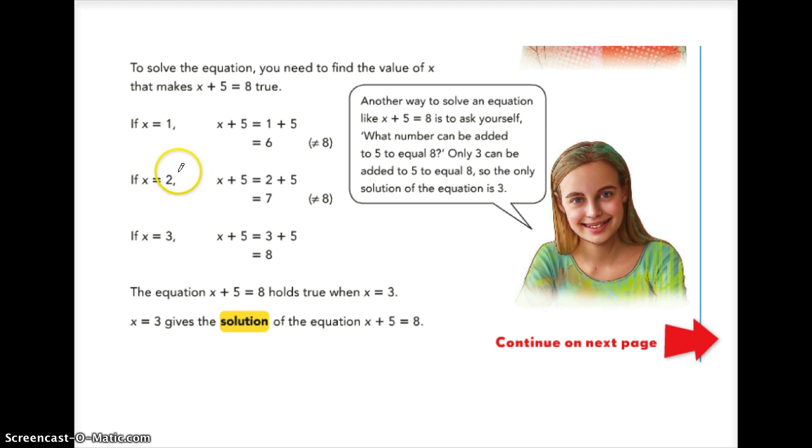If x equals 2, we plug in 2 plus 5, that equals 7. That also does not equal 8. In this next instance, if x equals 3, we plug in 3 for x, 3 plus 5, that does equal 8. So the equation x plus 5 equals 8 is true when x equals 3. So x equals 3 is the solution, this is a vocab word, solution of the equation x plus 5 equals 8. And you guys know that the answer is 3.